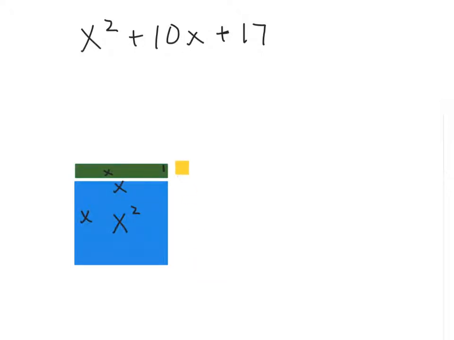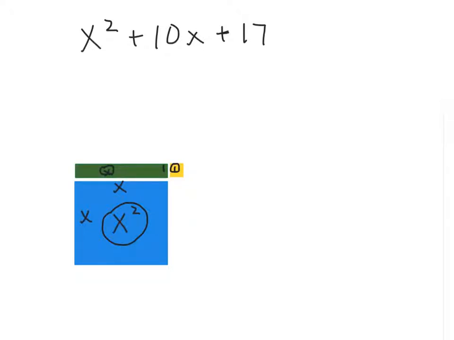If we move this yellow square up close to the green square, we'll notice that the yellow square is the same width or height as the green one, and so we're going to say that that's a 1 by 1, so it's just a 1. So now we have an x squared, we have an x, and we have a 1.